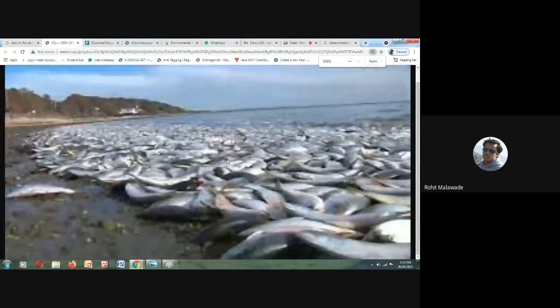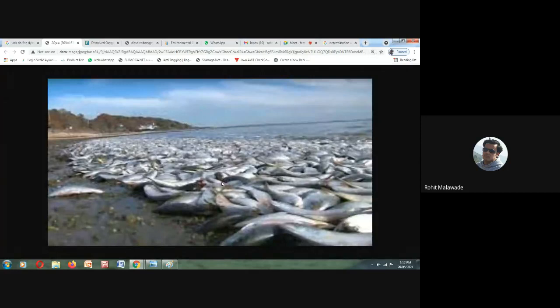Now you might have seen in certain cases, near the banks or up to the water, above the water level, sometimes the fishes die. There are two reasons why the fishes die. Either some toxic element has mixed with the water, or the oxygen level present in the water has gone down. So there are two reasons why these fishes die in water.